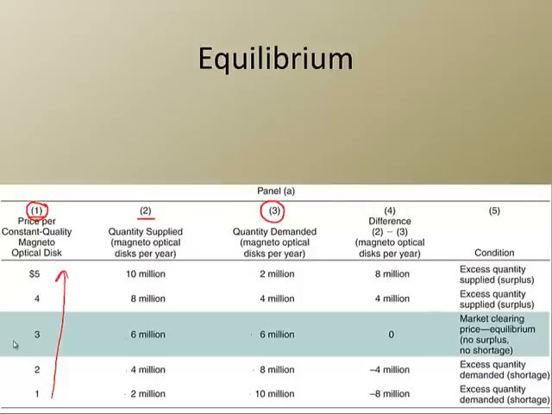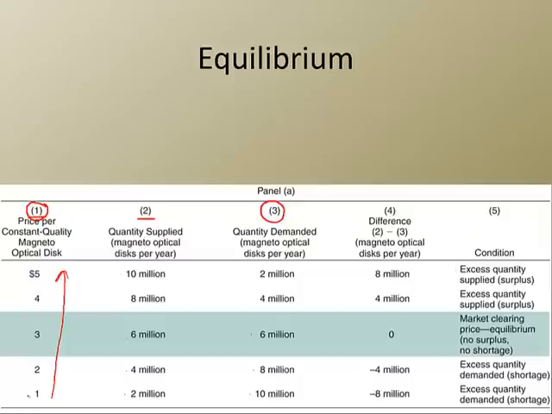What happens if the price is higher? So let's take a look here at 5. At $5, producers are willing to make 10 million units, but people only want to buy 2 million units. So there are 8 million leftover units that people don't want to buy, but are being produced. We call that excess quantity supplied. It's also referred to as a surplus.